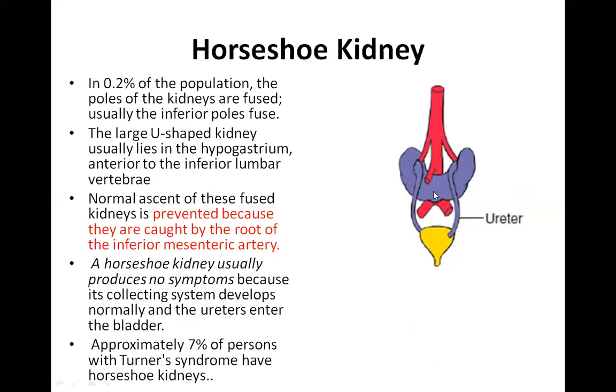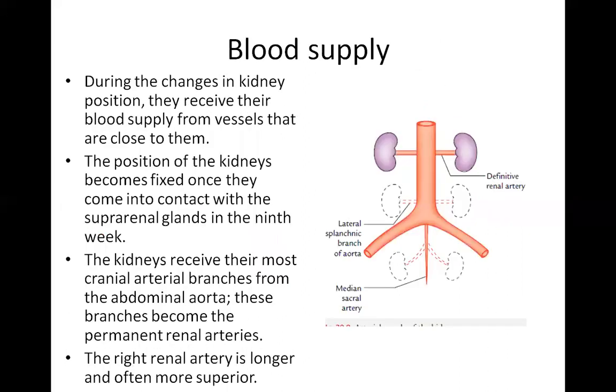Then there is the horseshoe kidney, which is found in 0.2% of the population. The lower poles of the kidneys fuse. So a large U-shaped kidney lies in the hypogastric region anterior to the inferior lumbar vertebrae. Normal ascent of these fused kidneys is prevented. Why? Because they are caught by the root of the inferior mesenteric artery. A horseshoe kidney is generally asymptomatic, and it is normally related to Turner syndrome. 7% of people with Turner syndrome will have a horseshoe kidney.